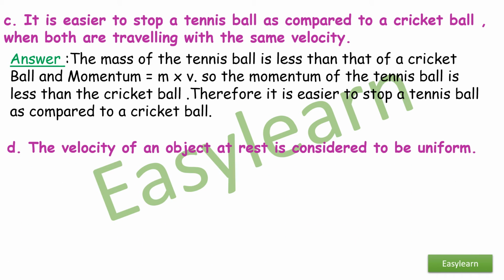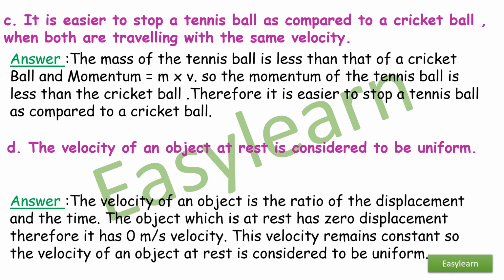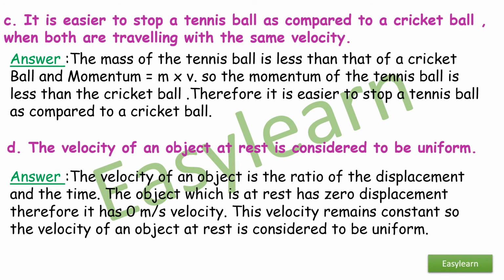D. The velocity of an object at rest is considered to be uniform. Answer: The velocity of an object is the ratio of the displacement and the time. The object which is at rest has zero displacement. Therefore, it has 0 meter per second velocity. This velocity remains constant, so the velocity of an object at rest is considered to be uniform.